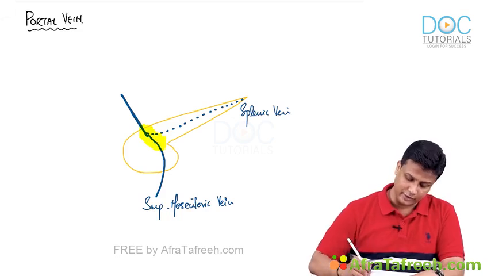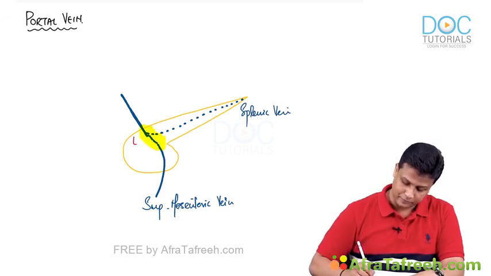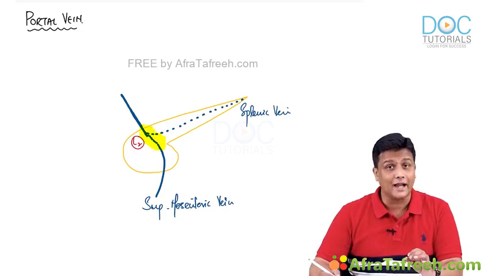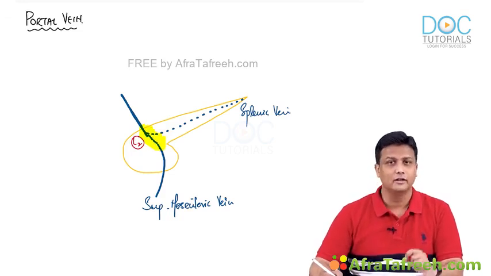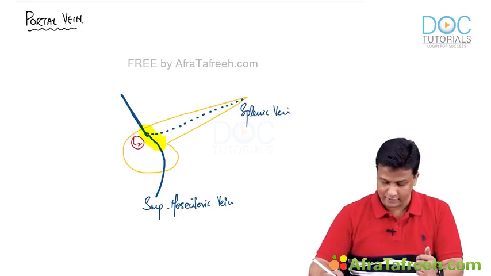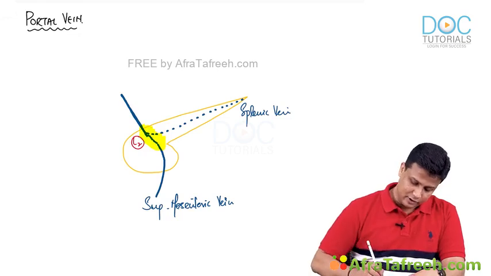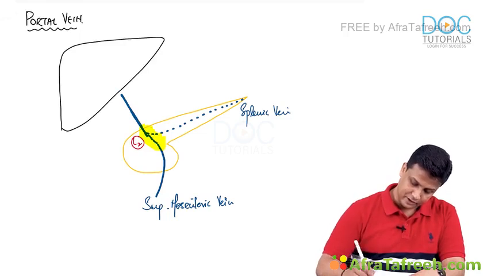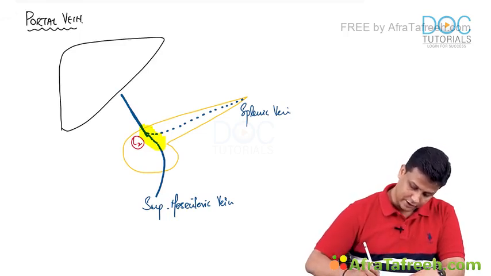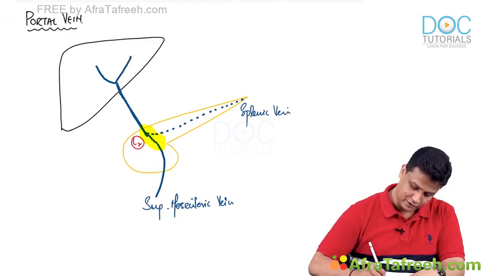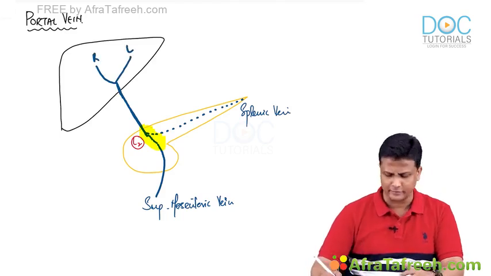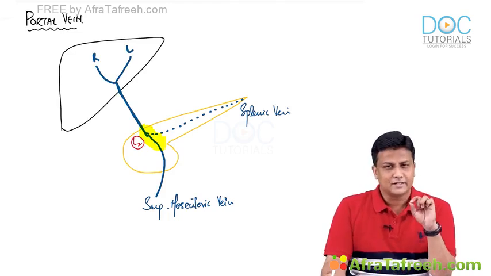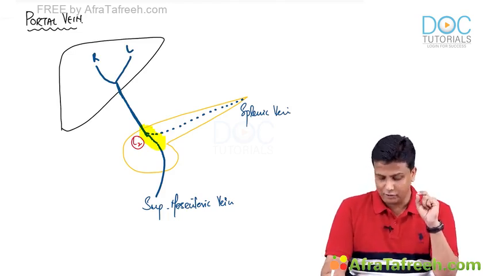Remember, the portal vein is forming at the level of L2 here. So the portal vein is forming at the level of L2, one important thing, and remember it is forming behind the neck of the pancreas. And then this portal vein will go and drain the blood into the liver. So inside the liver, what is going to happen? It is going to divide into the right and the left branch. So imagine this one to be the right and left branch of the portal vein. Fine. So that is crystal clear about the formation of portal vein.